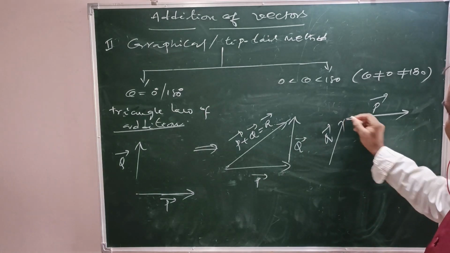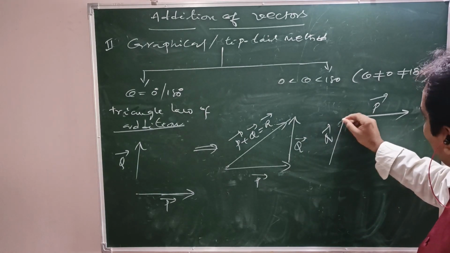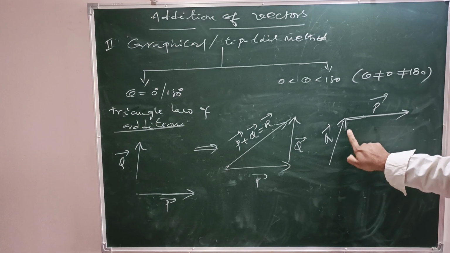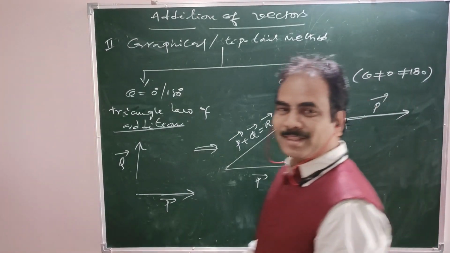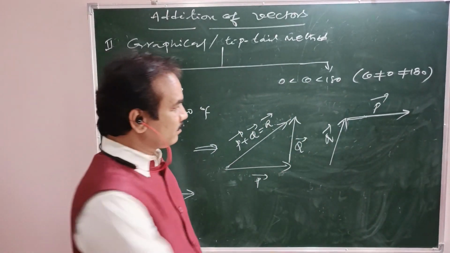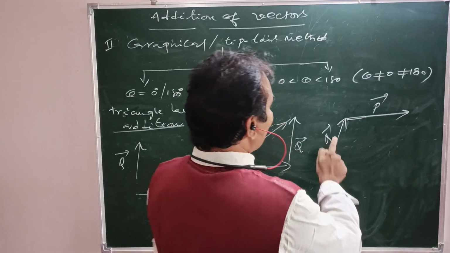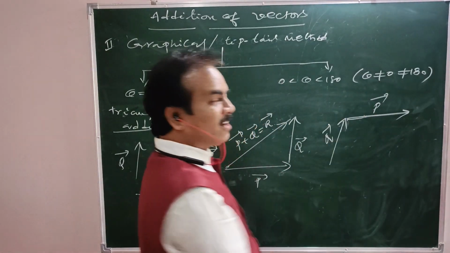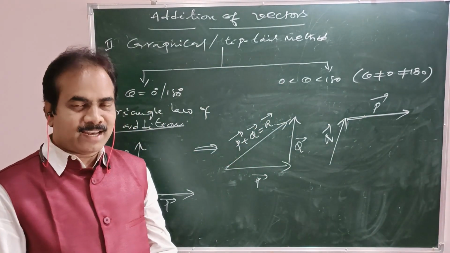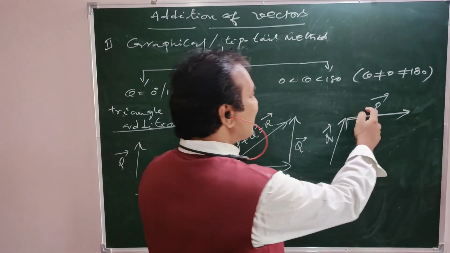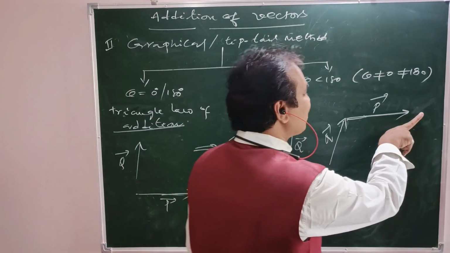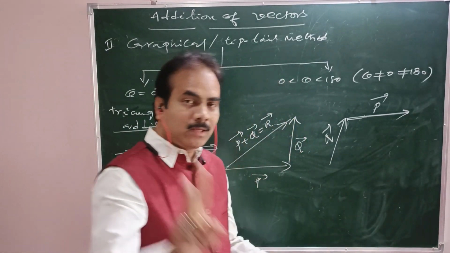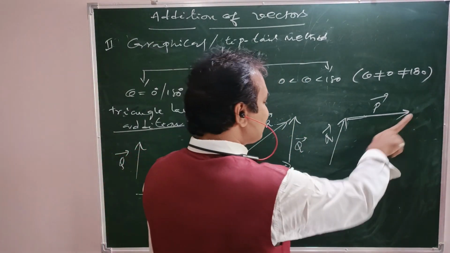Now see, these two are taken in the same order. Why? Because these two are connected such that the head of q bar is joined with the tail of p bar, meaning both are taken in the same order. Head of one vector joined with the tail of the other vector means both are said to be taken in the same order. Now we have two sides of the triangle. What about the other side of the triangle? This is the other side of the triangle, because a triangle should have three sides.